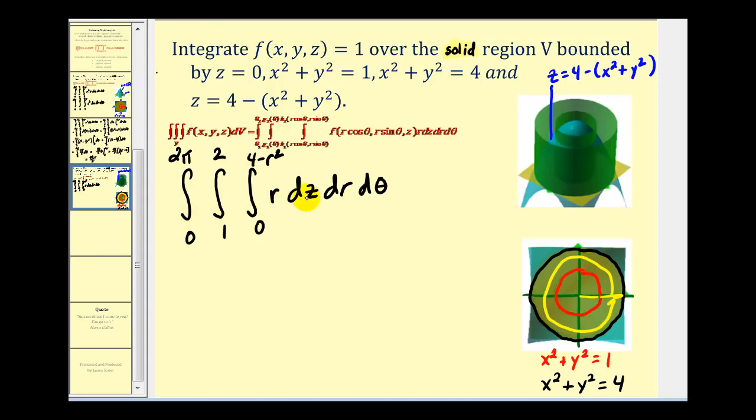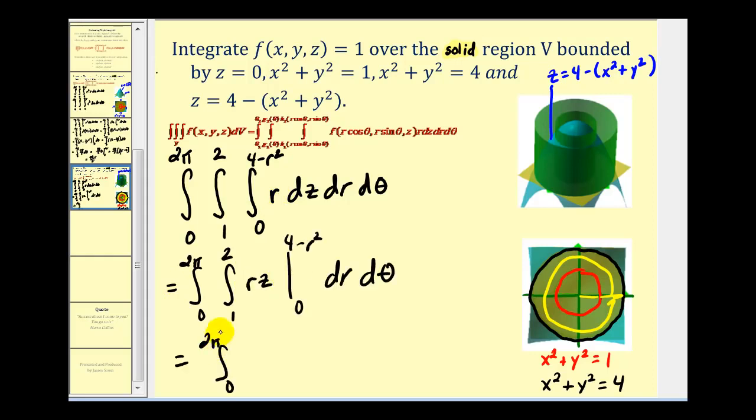Let's go ahead and first integrate with respect to z. So because r is treated as a constant, we'll have rz. So we're going to replace z with 4 minus r squared, and then with 0. So we're going to have r times 4 minus r squared. That'll be 4r minus r cubed. And then when z is 0, this will be 0. Let's go ahead and finish this on the next page.